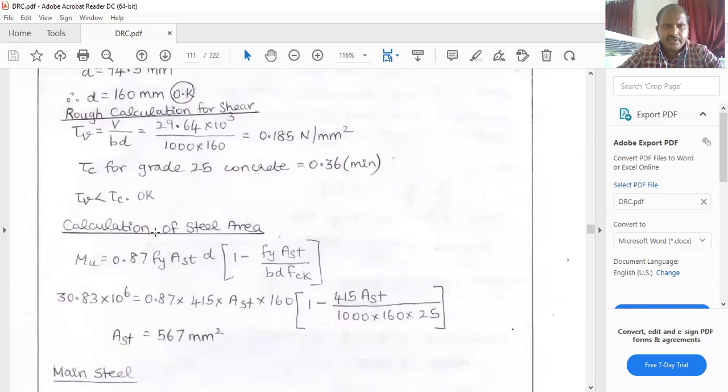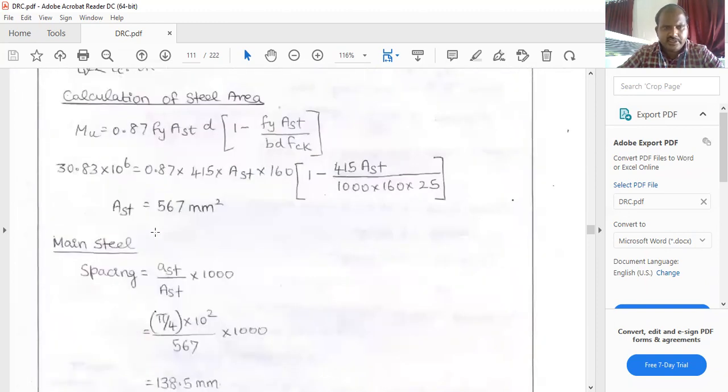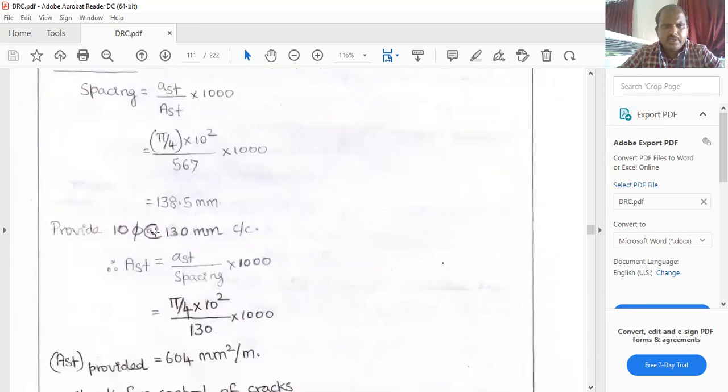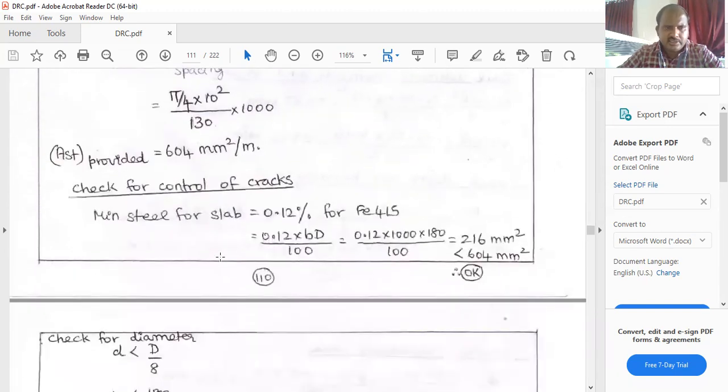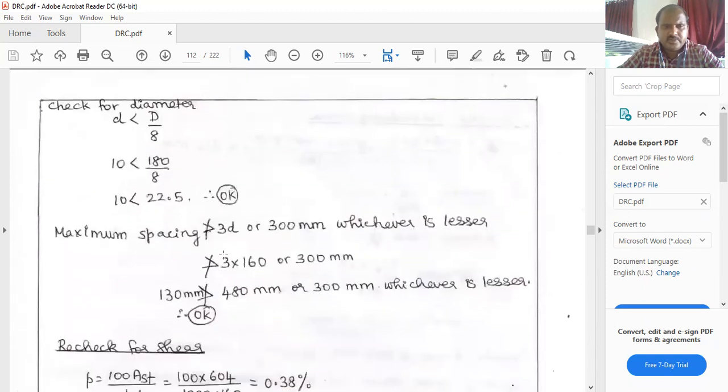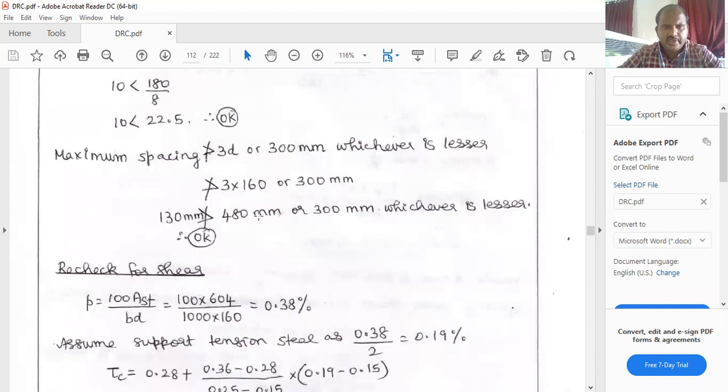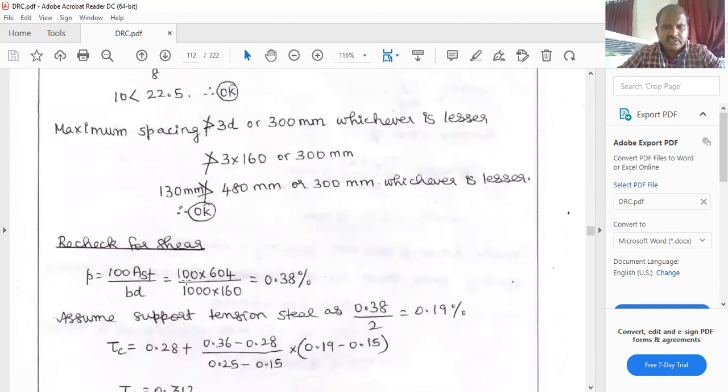Then the calculation of shear, steel area, and main steel bar. In this problem, we provide a 10 mm diameter bar at 130 mm center to center spacing and check for crack control. We have to check the minimum steel for the slab, which is 0.12 percent, and finally the maximum spacing is 480 mm, and recheck the shear.